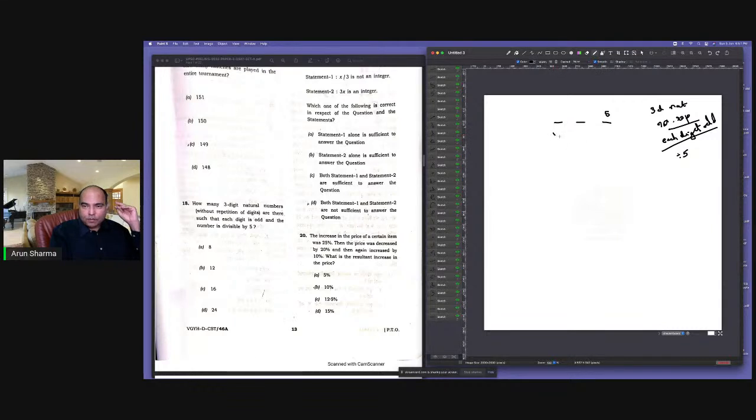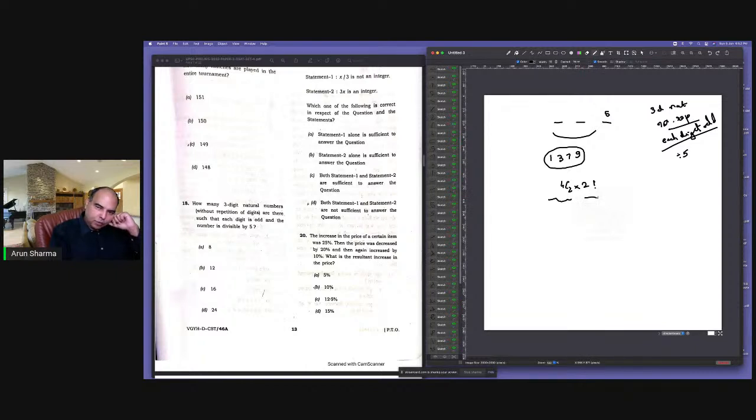That means 5 can't be used here. So these two places are to be filled with 1, 3, 7, and 9. So with 1, 3, 7, 9 you can have 4C2 into 2 factorial: select 2 digits and arrange them. So 6 into 2, 12 is the answer. B is the answer.